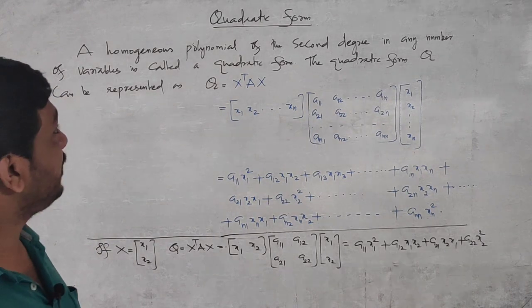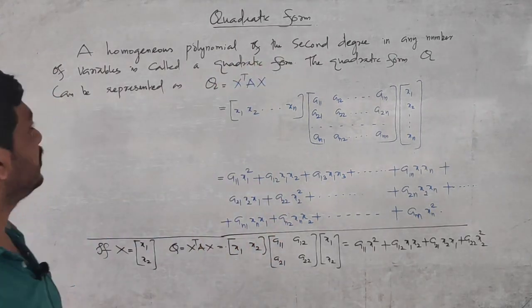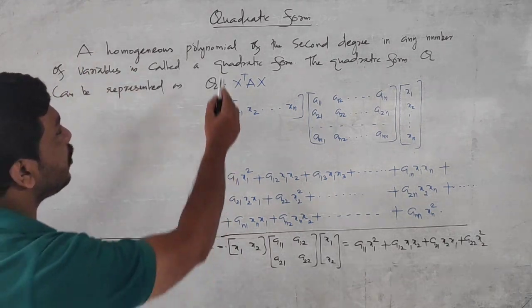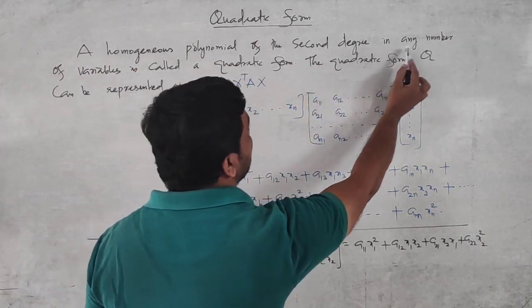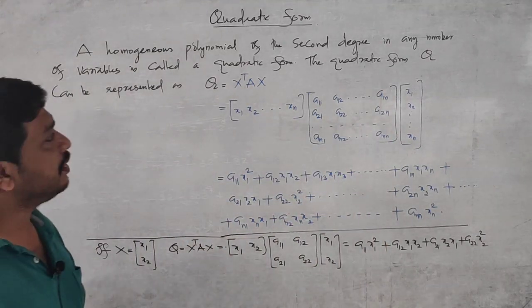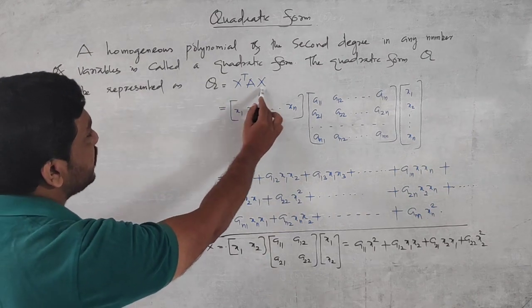Today I am going to discuss the last topic in the first module, that is the quadratic form. So let me start with the definition. A homogeneous polynomial of the second degree in any number of variables is called a quadratic form. The quadratic form Q can be generally represented as Q = x transpose Ax.